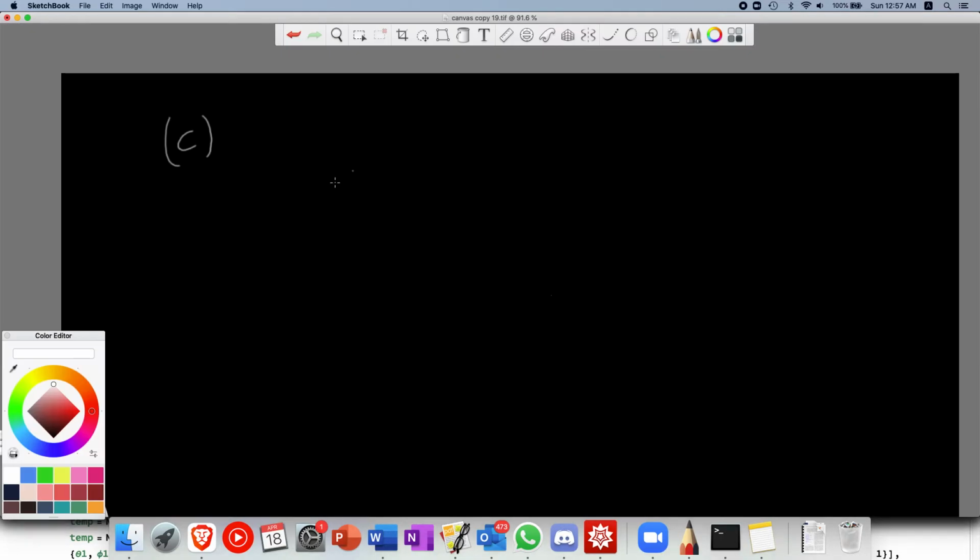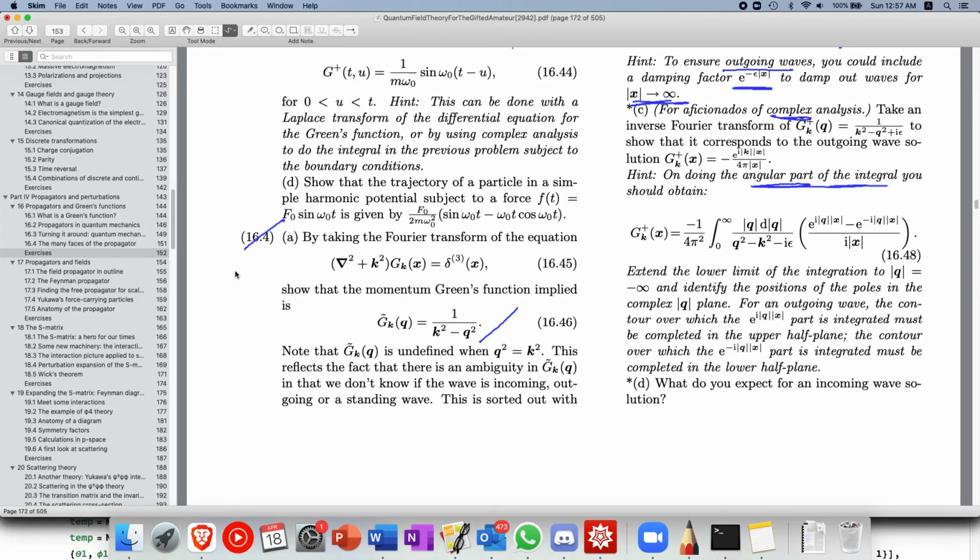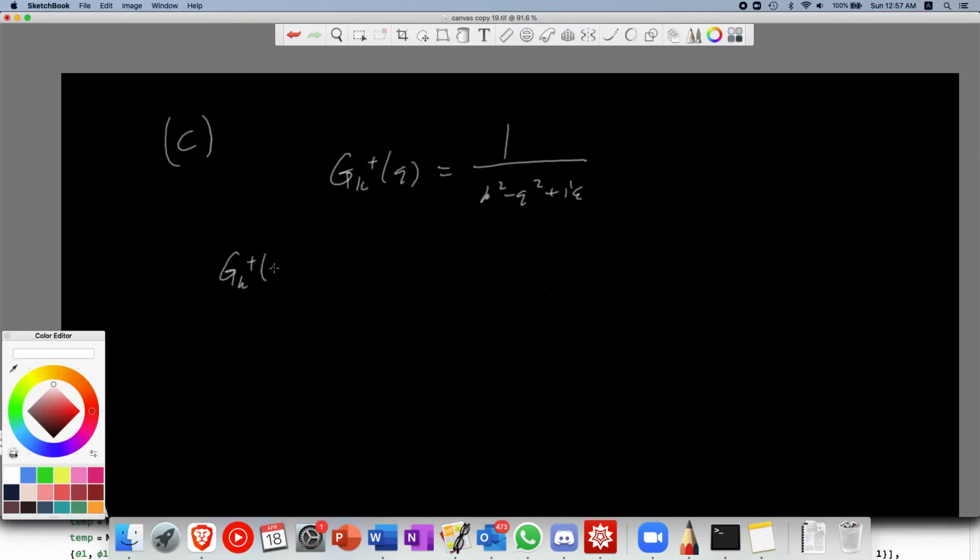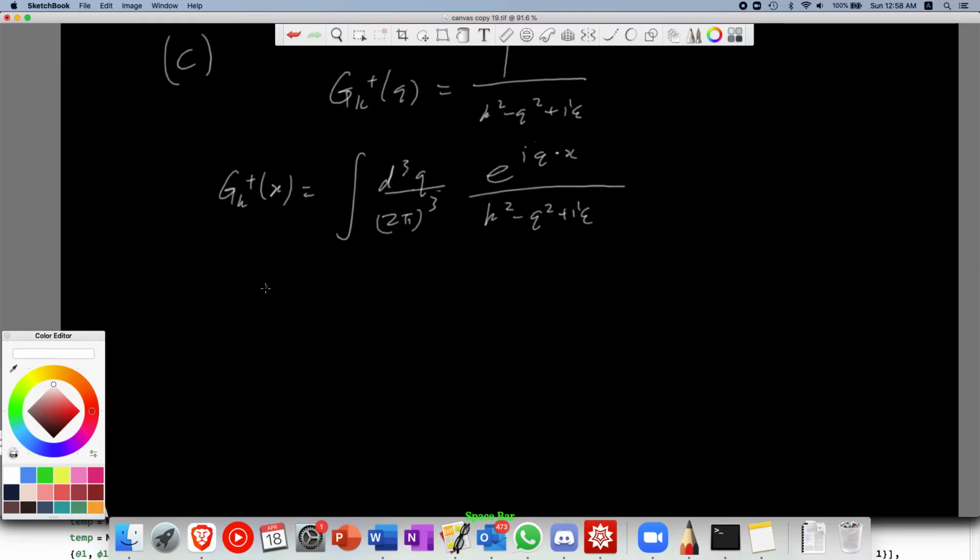So for the inverse Fourier transform of this, we have g of k plus q equals 1 over k squared minus q squared plus i epsilon. Then we have the inverse Fourier transform, which tells us that g of k plus x equals the integral d3k over (2 pi) cubed e to the power of i k dot x over, oh no, I should use q. It's the integral over q, it's not the integral over k. q dot x, over k squared minus q squared plus i epsilon. Okay, so let's go ahead and compute this.